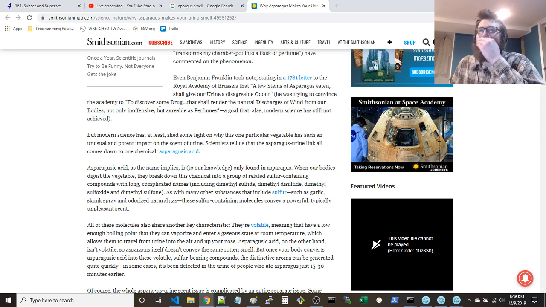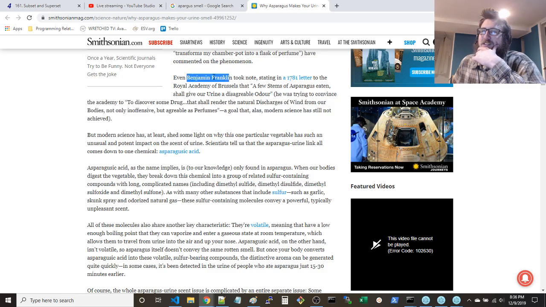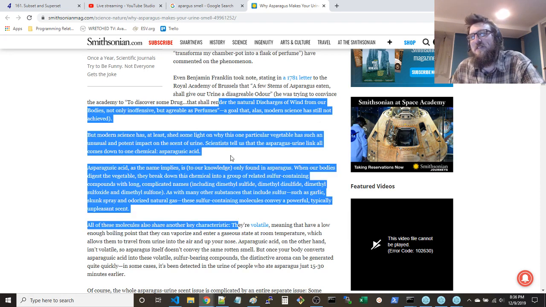Trying to convince the Academy to discover some drugs that would render the natural discharges of wind from our bodies not only inoffensive but agreeable as perfumes. Oh, this is Benjamin Franklin. Interesting. Even Benjamin Franklin was talking about this. That's so funny.